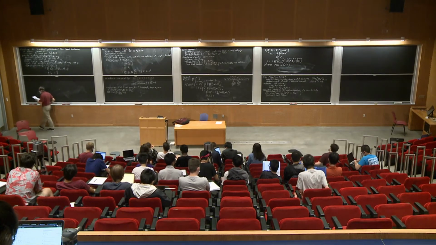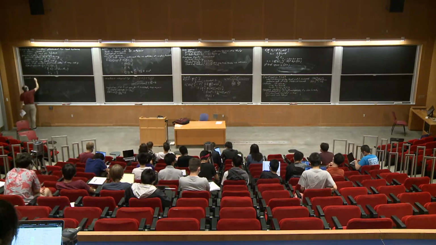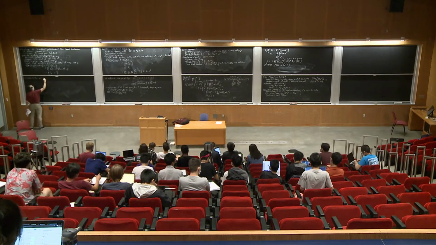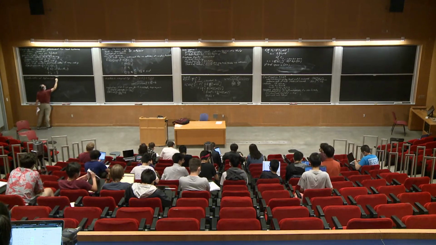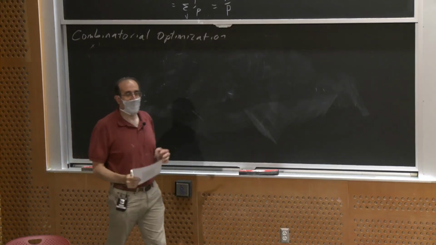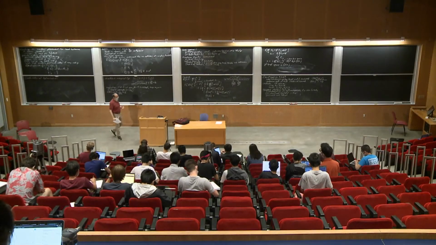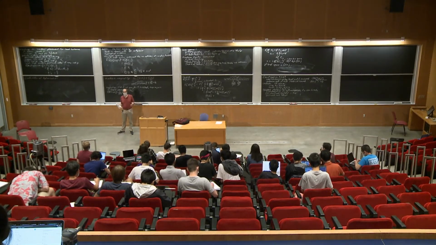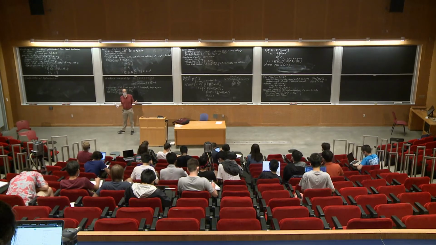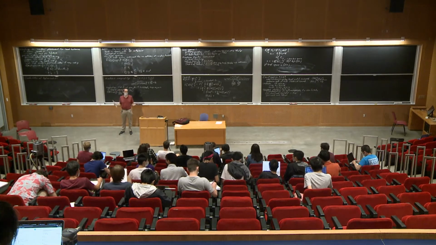Okay, so we're now going to be starting to look at combinatorial optimization. Combinatorial optimization is about this collection of problems where you're trying to optimize over sets of things. A lot of combinatorial optimization problems, the ones we're going to be looking at first, are over graphs, and you're trying to find various optimal subsets of edges.